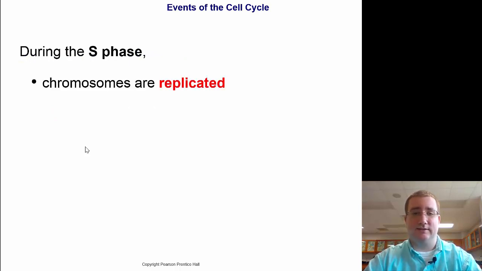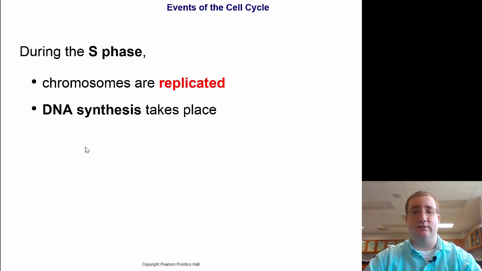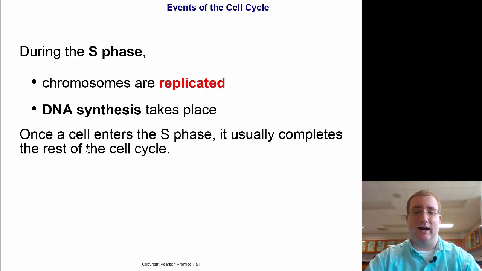During the S phase, the S stands for synthesis. So the S phase is where you're actually going to duplicate your DNA. So S is for DNA synthesis, so you're creating an exact copy of the DNA molecule. This is where you go from that unduplicated chromosome to that duplicated chromosome. You are creating more DNA, so you're replicating your chromosomes. And once you enter S phase, you're pretty much committed.